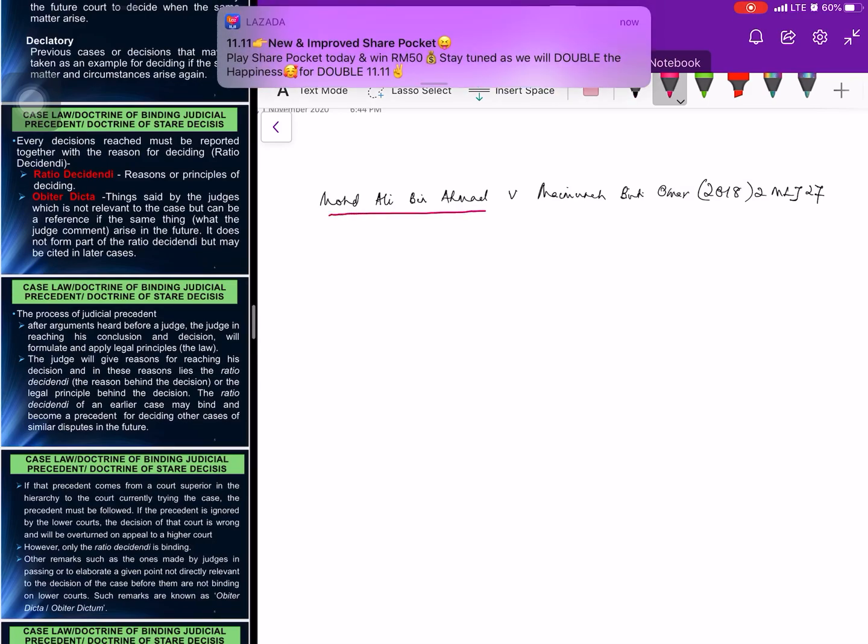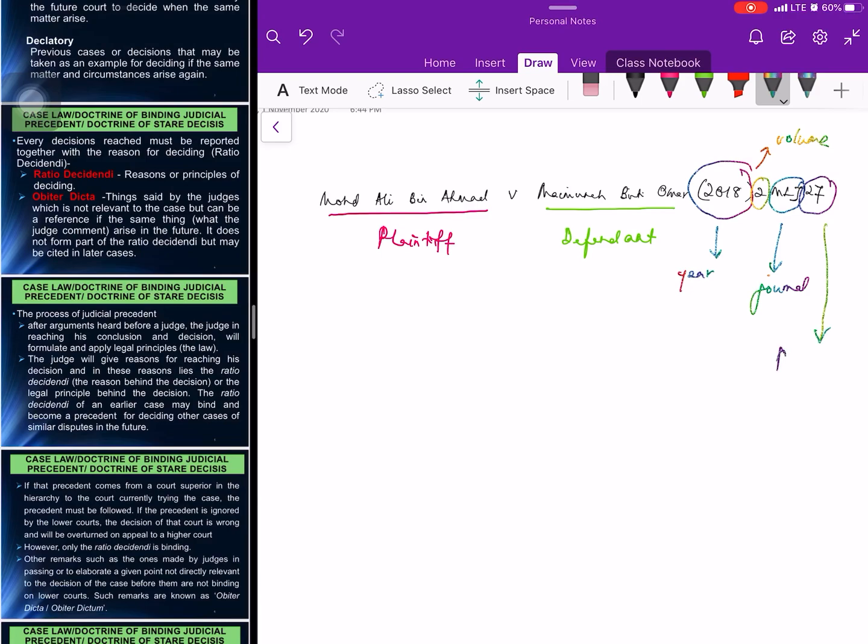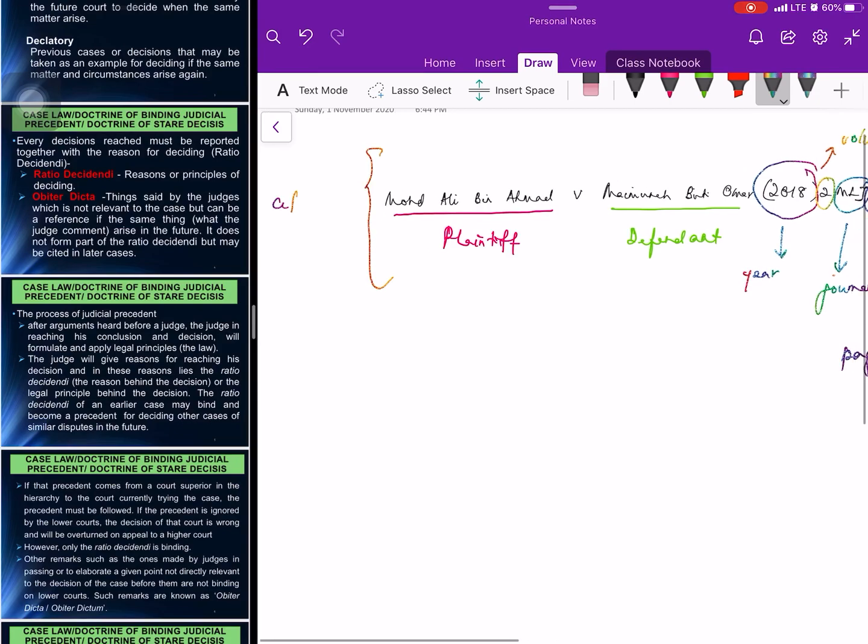Assuming this is a civil case, Muhammad Ali is the plaintiff. Maimunah Omar is the defendant. Okay. And what is this? This is the year the case was decided. This is the volume. This is the journal. And this is the page. Okay. So how do we read this citation? This whole thing is what we call the citation of a case.